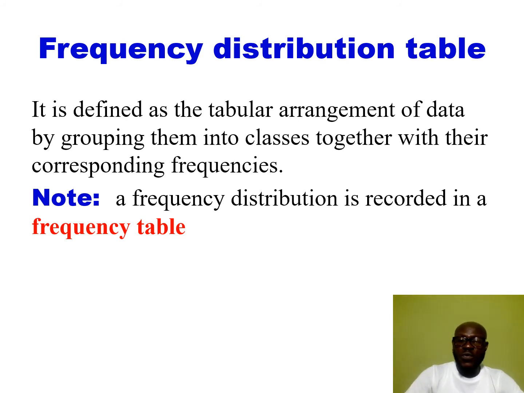So the number of times that an individual item keeps occurring is different from the tabular arrangement of the data by grouping them into classes together with their corresponding frequencies, together with the number of times that particular item keeps on occurring. That becomes a frequency distribution table. Good.